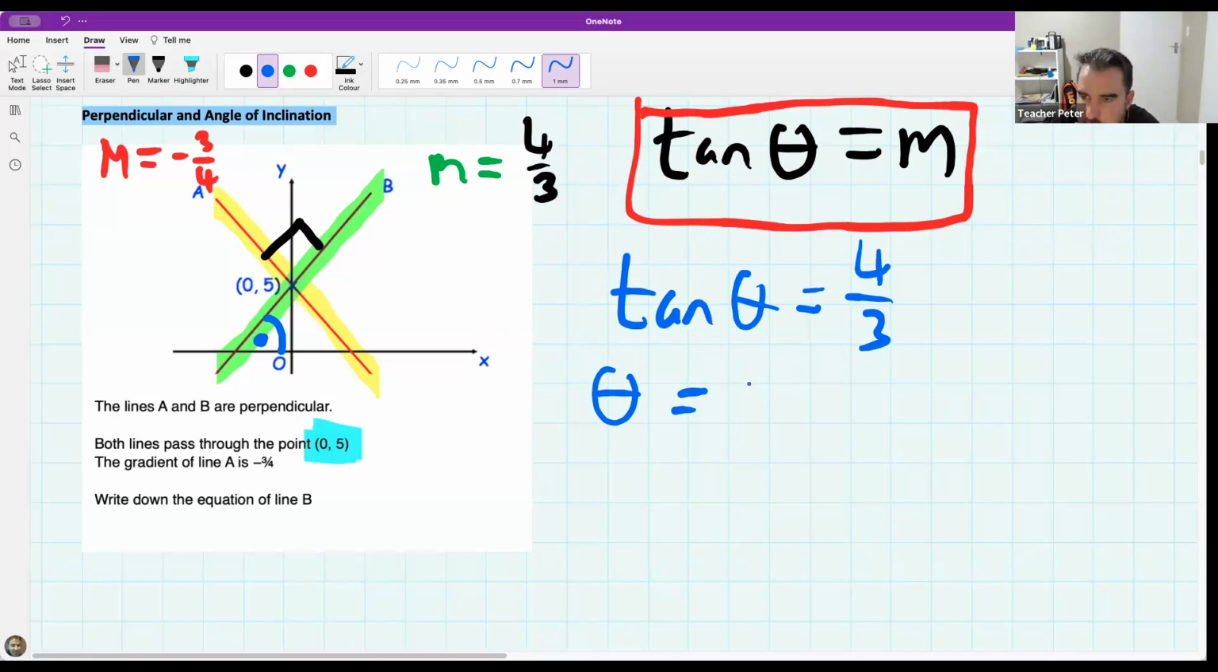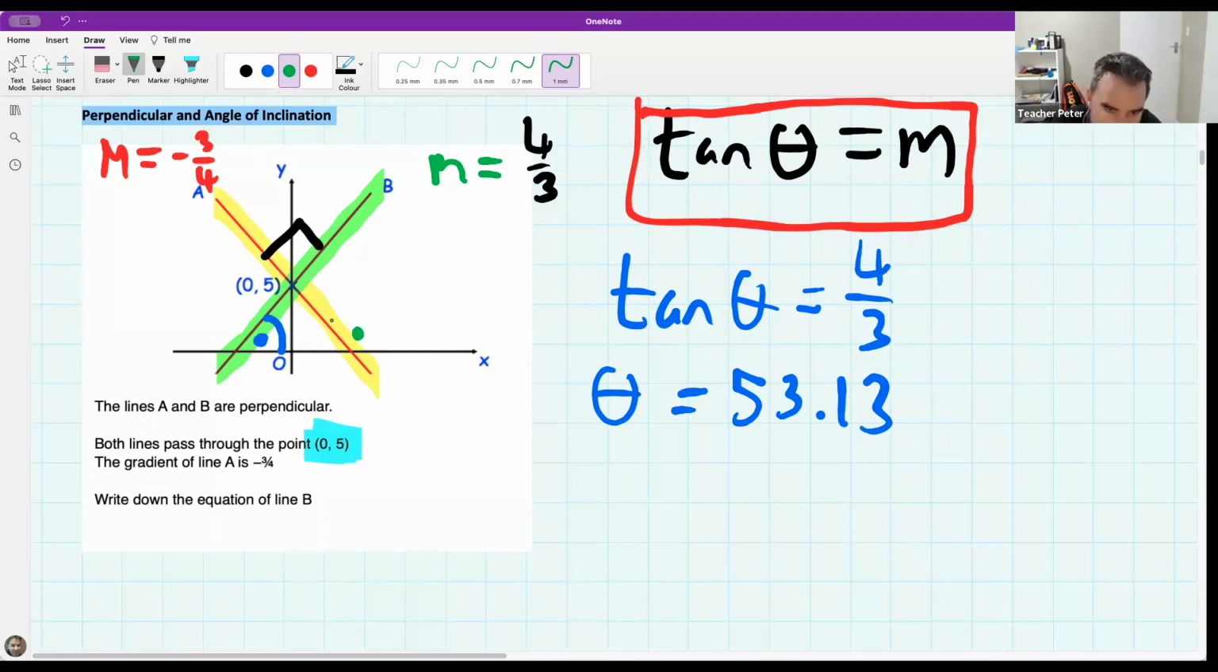Thank you, Sange and Ronnie. Anybody else get 53.13? That's looking pretty good to me. And I can see over here, this is an acute angle, and so that makes a lot of sense to me. Okay, I'm feeling confident about that.